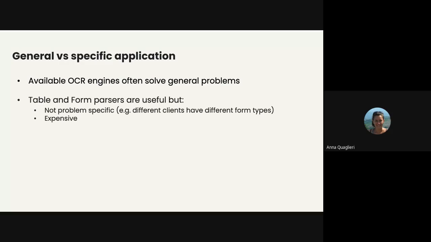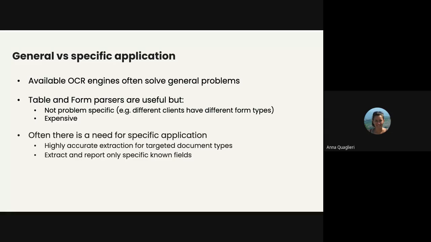However, tables and forms, for example, are useful, but often, as I've shown you for the payslip example, they might not be problem specific. Maybe different clients, different projects require different form types, and the cost is not really worth it, and they're more expensive. So often we found that we had a need to tackle specific applications for our projects. We wanted to be really accurate on a specific document type, for instance, in order to extract and report only on specific known fields.